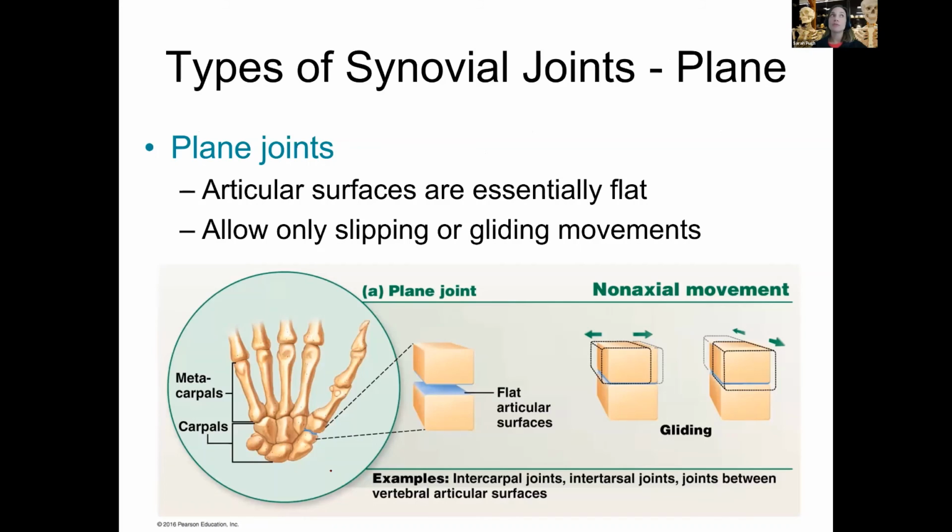So the first one is a plane joint. This is where the 2 articulating bone ends are essentially flat, right? So you can see the articulating surfaces are very flat. And it really only allows for those non-axial gliding motions. And so a great example here is going to be those carpals, right? It's where the 2 ends are flat. They only provide those non-axial motions.